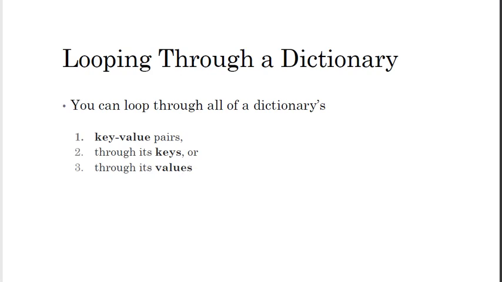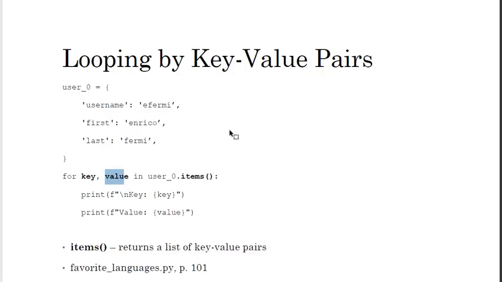First we'll look at key value pairs. To work through key value pairs, we use a method called items. In our for statement we say for key, value in dictionary name dot items, and then we can access these two variables from our for statement in our print statements. Again, items returns a list of key value pairs.